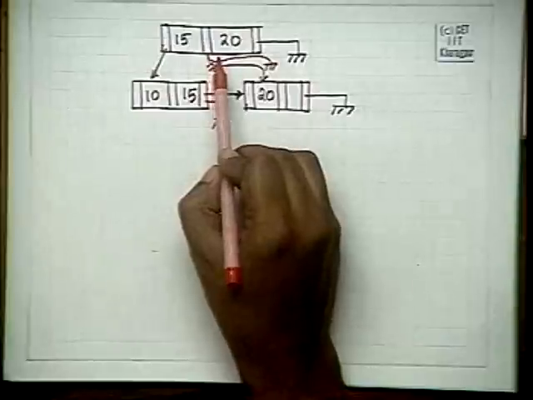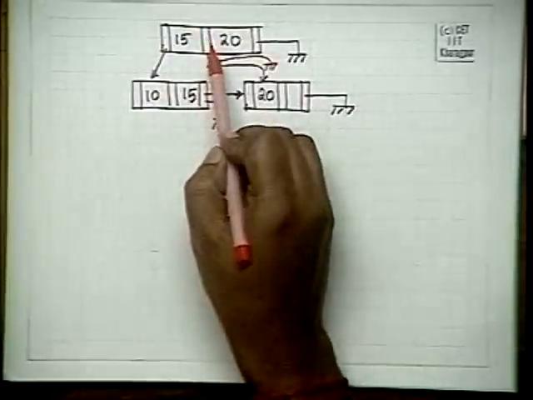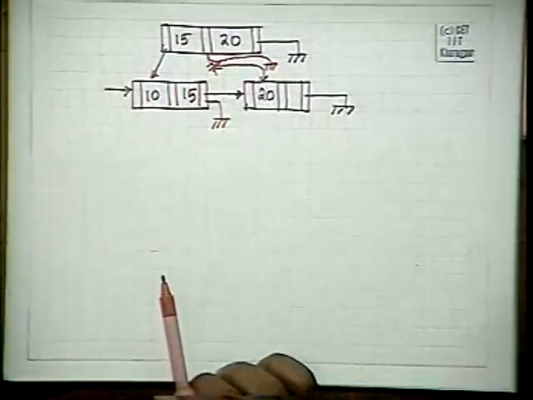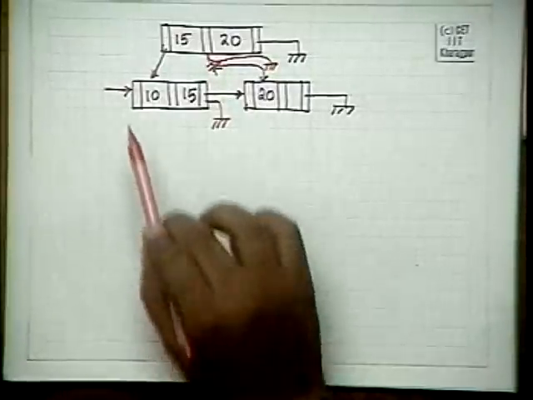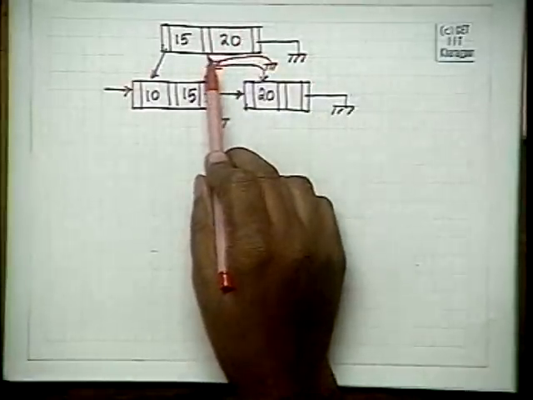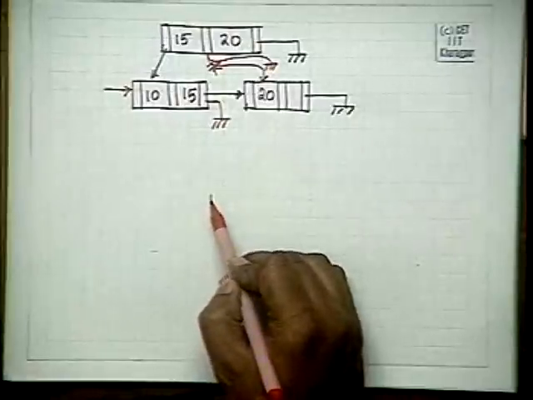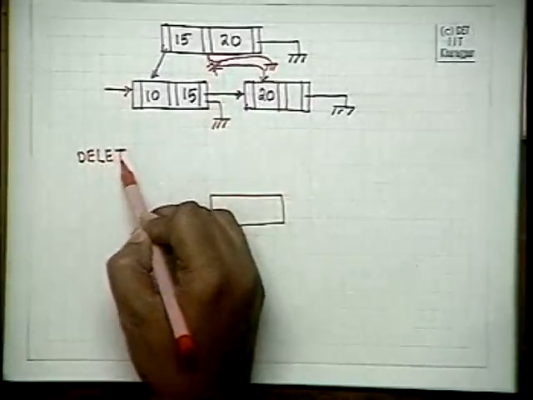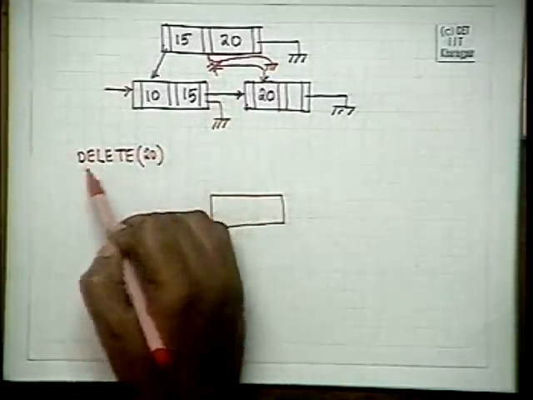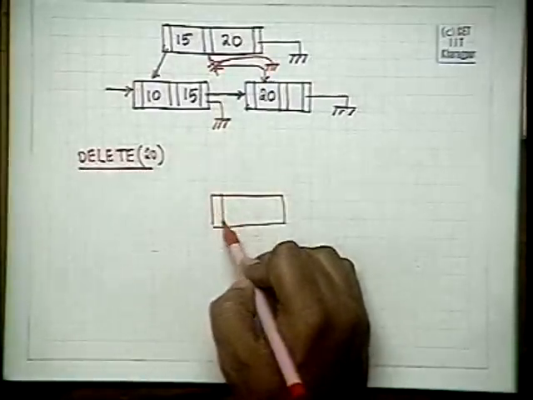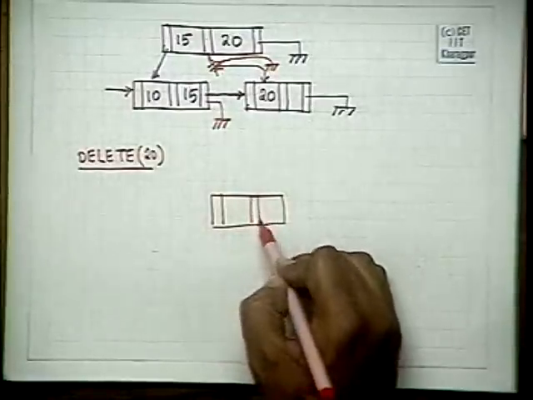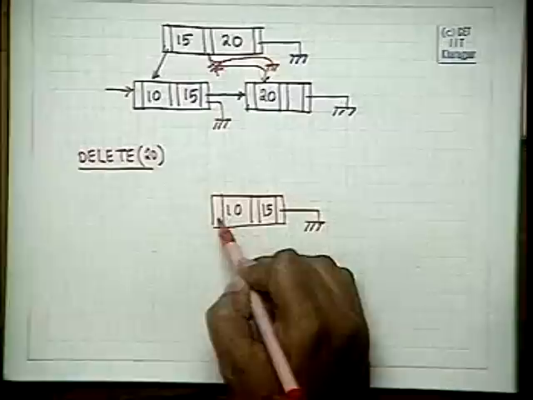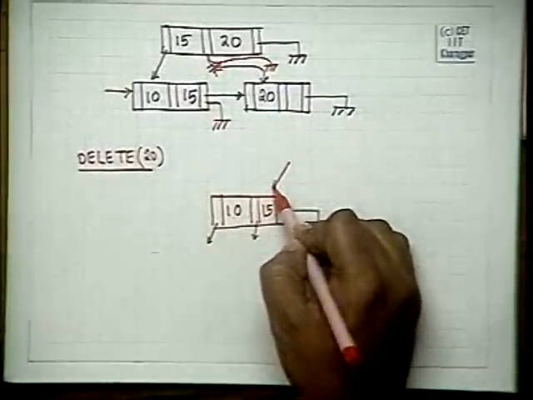In such a situation, you check whether this is root or not. If it is root, then just throw it away and make its only child the root. In this special scenario, this is the root, just throw it away and make its only child the root, and after delete of 20, we will have a structure like this.